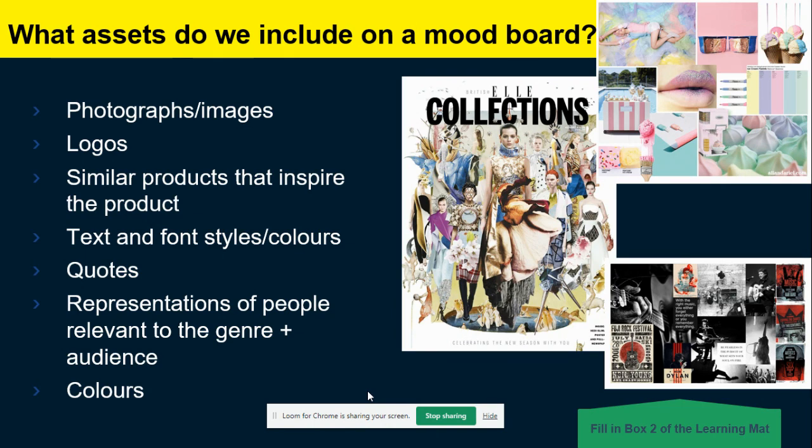So have a think about it. You've got to justify the images you put on there. So as it says there, text and font styles, colours, quotes even, I suppose, representations of people that are relevant to the genre and obviously indicate the kind of target audience that you're going for. So sticking with that example of a car, if you're going to create a car like a Ferrari, like a nice kind of sports car, you're probably not going to be putting people who are really old on there. You're probably not going to be putting people at the other end of the spectrum, people who are really young. Hopefully you can see what I'm getting at there.